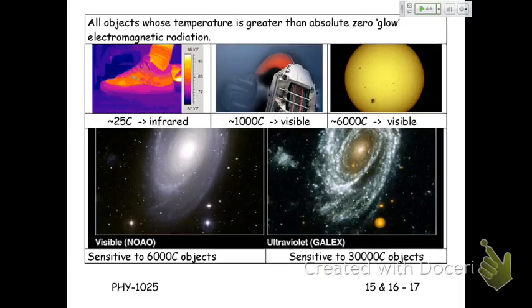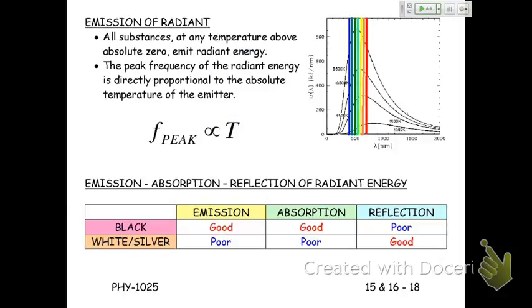So all objects whose temperature is above absolute zero glow. So we get infrared, we get visible. Look at this difference between the ultraviolet galaxy and the light-sensitive galaxy, and look at that. You wouldn't even notice that, but my word, it's there. Yeah, it makes a huge difference. Different temperatures give us different colors.